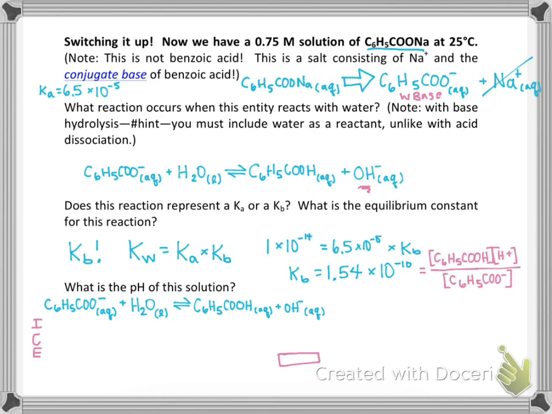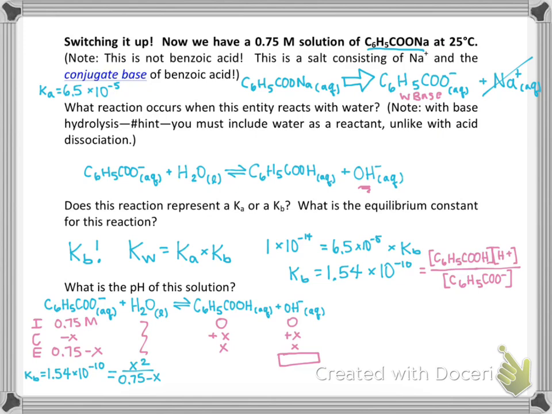Okay, so we can plug in our initial values. So we have 0.75 molar of the benzoate. We're not going to worry about water in our ice table because it's a liquid. And we have 0 to begin with for the hydroxide and the benzoic acid. And we'll add 1x to those sides and have x as their equilibrium values. And we'll subtract from the left side. Then we'll take our equilibrium row and plug it into our Kb expression.